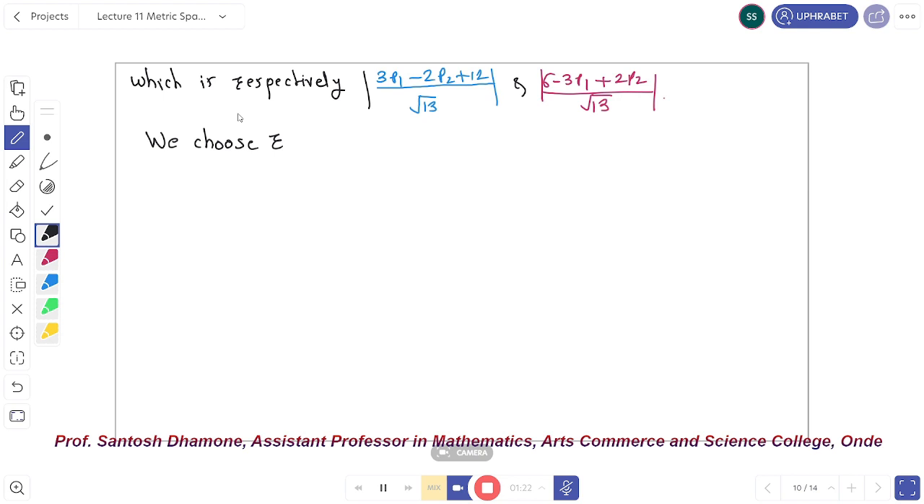Note that 1 upon 5 is less than 1 upon root 13, as 1 upon (a + b) is less than 1 upon root (a square + b square). This is the formula for choosing values.